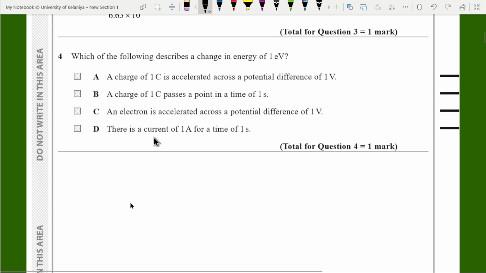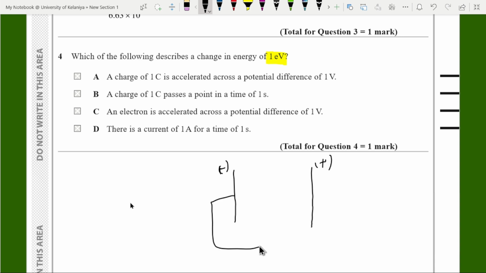Here, which of the following describes a change in energy of one electron volt? Let's suppose that we need to give 1 electron volt of energy to 1 electron. Then what should we do? We should have a potential difference between two plates. Here's the negatively charged plate, and here's the positively charged plate, and we'll give some potential difference between these two plates, and the potential difference will be 1 volt.